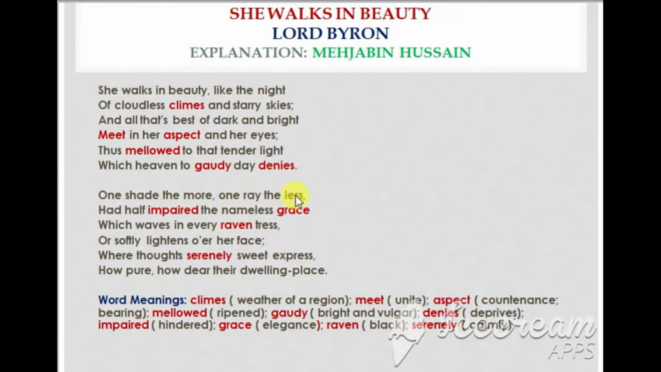One shade the more, one ray the less, had half impaired the nameless grace which waves in every raven tress. Now he talks about her hair. He says that her hair is black and it is the perfect blackness. Had it been a shade darker or a shade lighter, it would have half impaired the nameless grace. It would have impaired, that means hindered, the grace that is being reflected through her hair and also through her features. Tress means hair. Raven means black color, or softly lightens over her face.